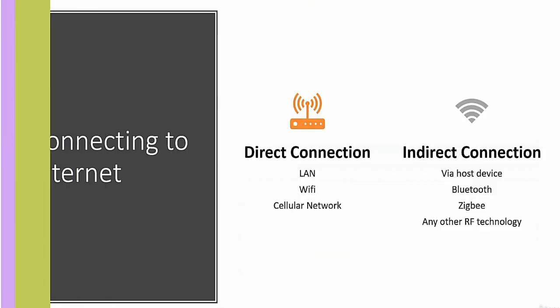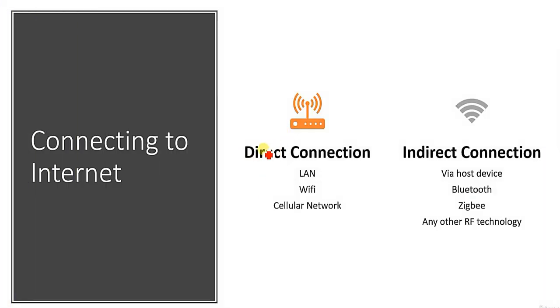So let's see. When it comes to connecting to the internet, there can be two options. One is a direct connection and another one is an indirect connection. Direct connection is where you have direct connectivity either in terms of LAN, Wi-Fi or cellular network. So in direct connection, your device or whatever controller you have, let's call it D, is directly getting connected to the internet through mechanisms like LAN, Wi-Fi or cellular network.